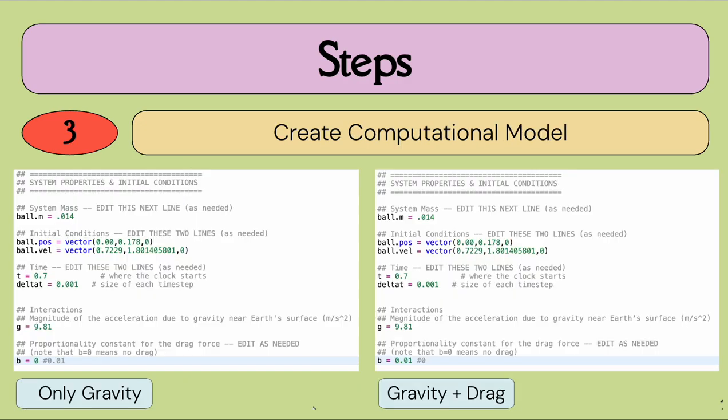For my computational model, we edited the code and put in the tracker data. We plugged in the mass of the paper ball, the initial conditions mentioned previously, and the gravity constant. We did one model where we accounted for drag, and one where we did not. This is highlighted in the blue line.